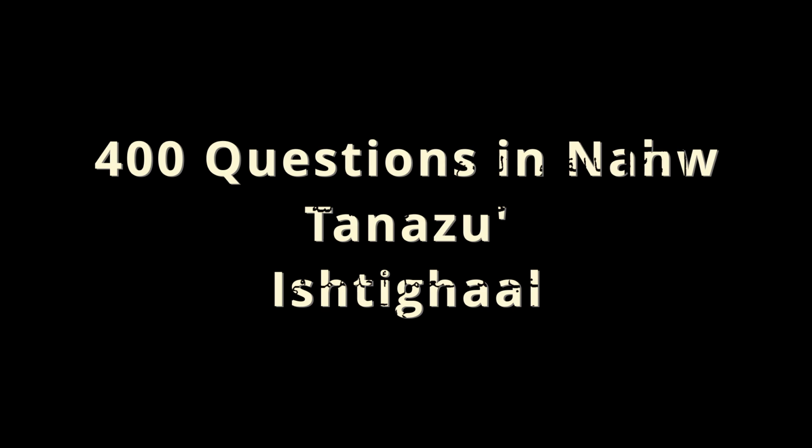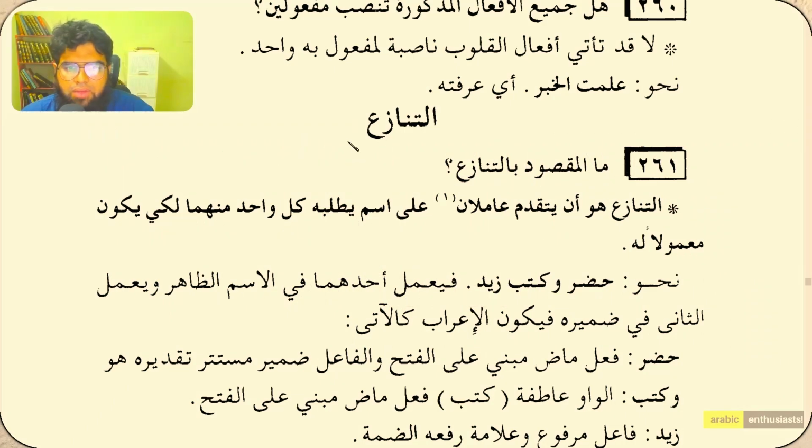Welcome back to 400 Questions in Nahw, where we are just reading and going through some questions and answers of Nahw. Today we have تنازع. تنازع is what? ما المقصود بالتنازع؟ التنازع هو أن يتقدم عاملان على اسم يطلبه كل واحد منهما لكي يكون معمولا له. The two عاملs, the two agents. For example, a verb. He gives an example, but on one noun, right? So both of them are competing with each other, so that the noun could be ma'mul for that, right?